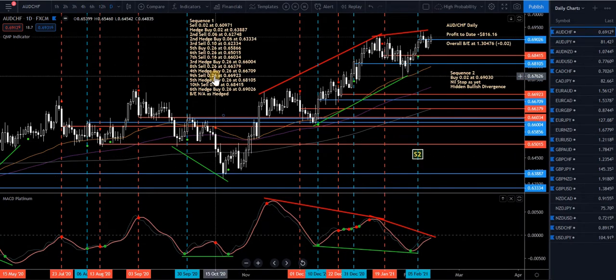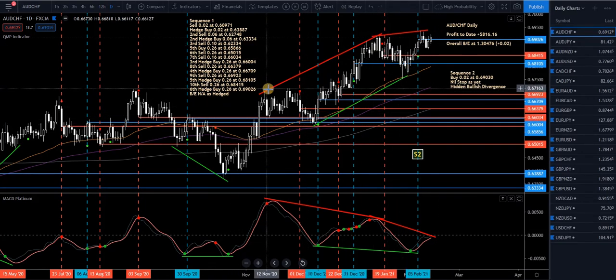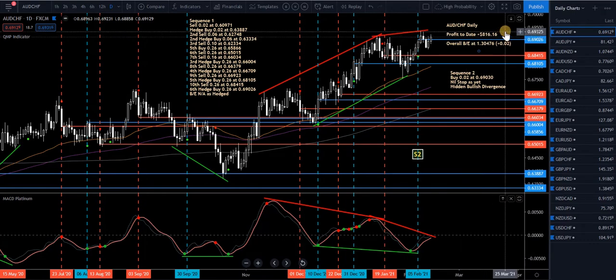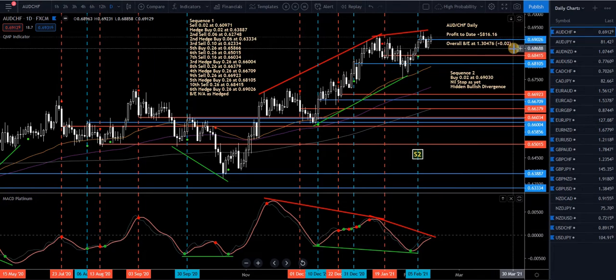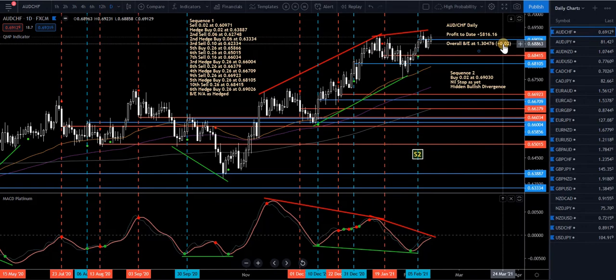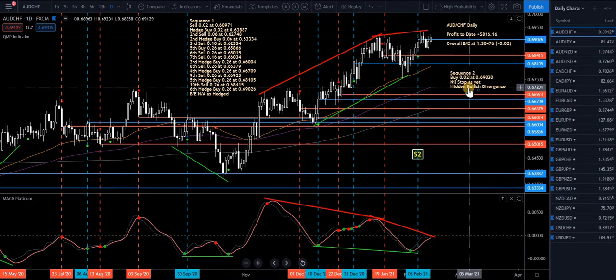So we've got this sequence 1, which is hedged at the moment, so I'm not losing anything on that. I'm locking the loss, and the only thing I'm losing is on the overnight interest rate. You'll see up here, each pair will have a profit to date. It's $816 on this pair only, and that's all based on 0.02 base lot, so 20 cents a pip. And you'll see my overall break even, and I'm net long plus 0.02, which is basically just this trade here. You can see my notes on sequence 2.